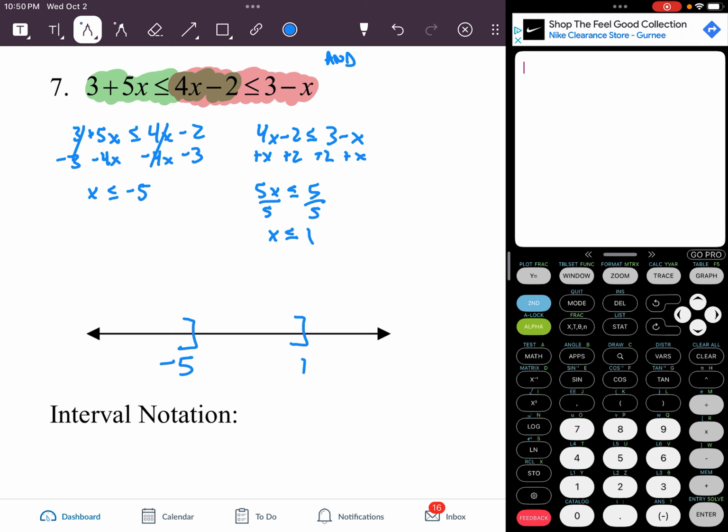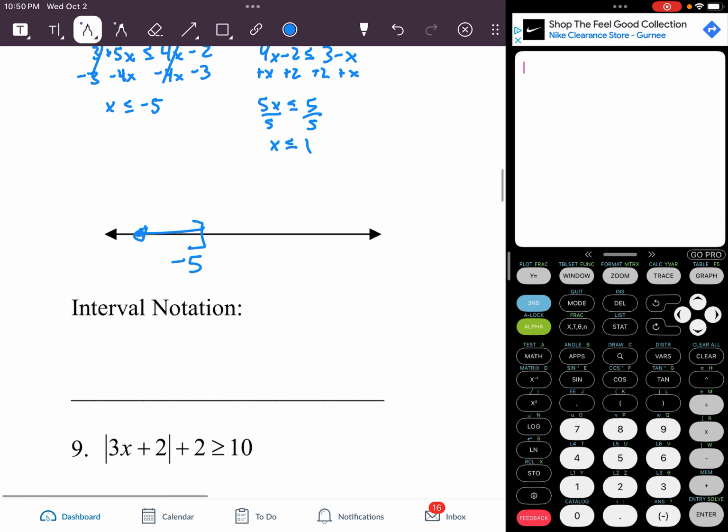Now, this is an and, they only start overlapping when you get to negative 5. So we're going to actually erase. Let's do this instead. Right there. We're going to erase the 1 because that's not where they overlap. They start overlapping at negative 5. So that becomes your interval notation. Okay, that's the only place where the 2 graphs will overlap, is at negative 5 going to the left towards negative infinity.